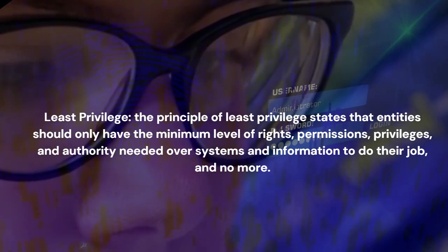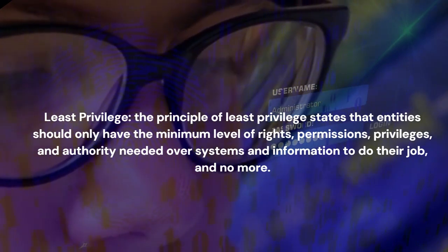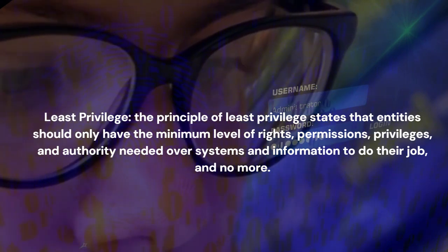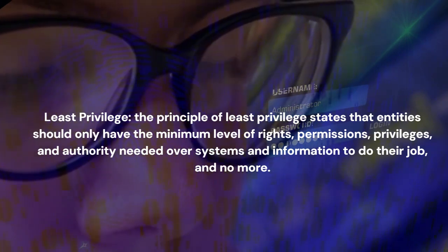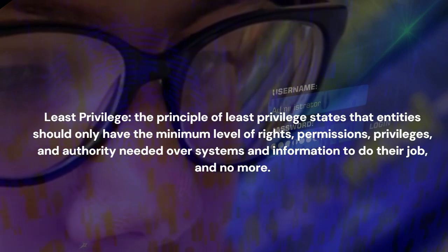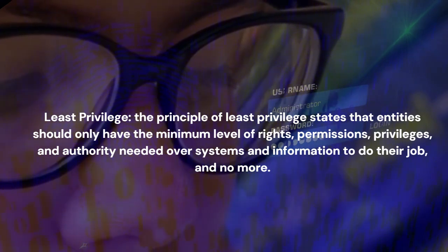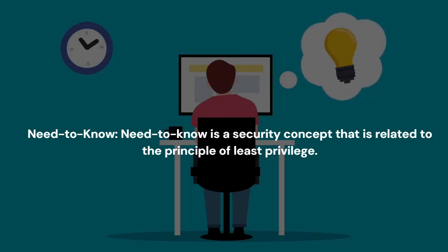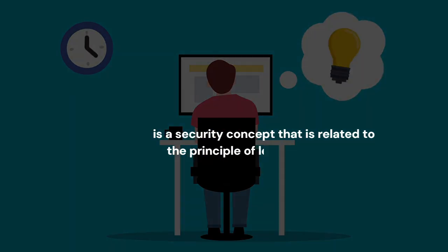Least privilege. The principle of least privilege states that entities should only have the minimum level of rights, permissions, privileges, and authority needed over systems and information to do their job, and no more. Need to know is a security concept that is related to the principle of least privilege.